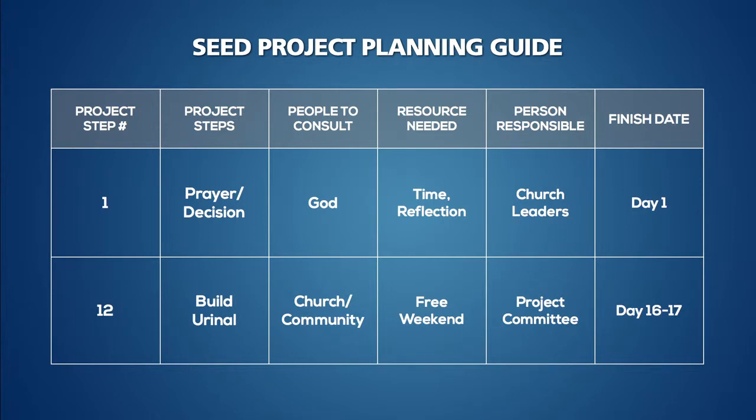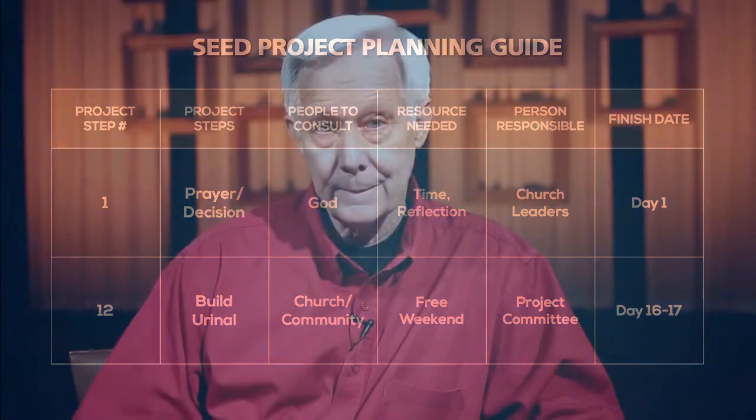And then what resources do we need? Well, we've already gathered some of the material resources. And so what we really need is a common free day where both the church and the community can participate in the building of the latrine. And then who's responsible for that? By this time, it's the project committee. And that's you and the others that you've engaged in planning this particular seed project. When does this happen? Days 16 to 17, following the very first day you began.